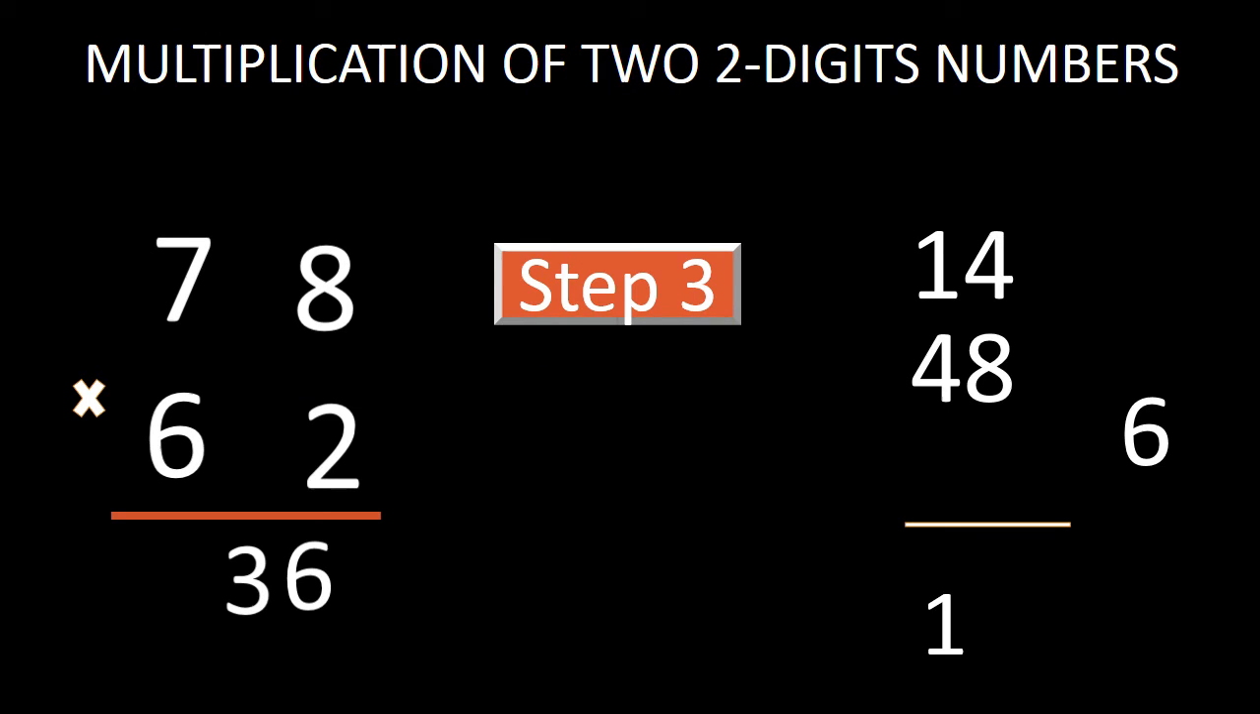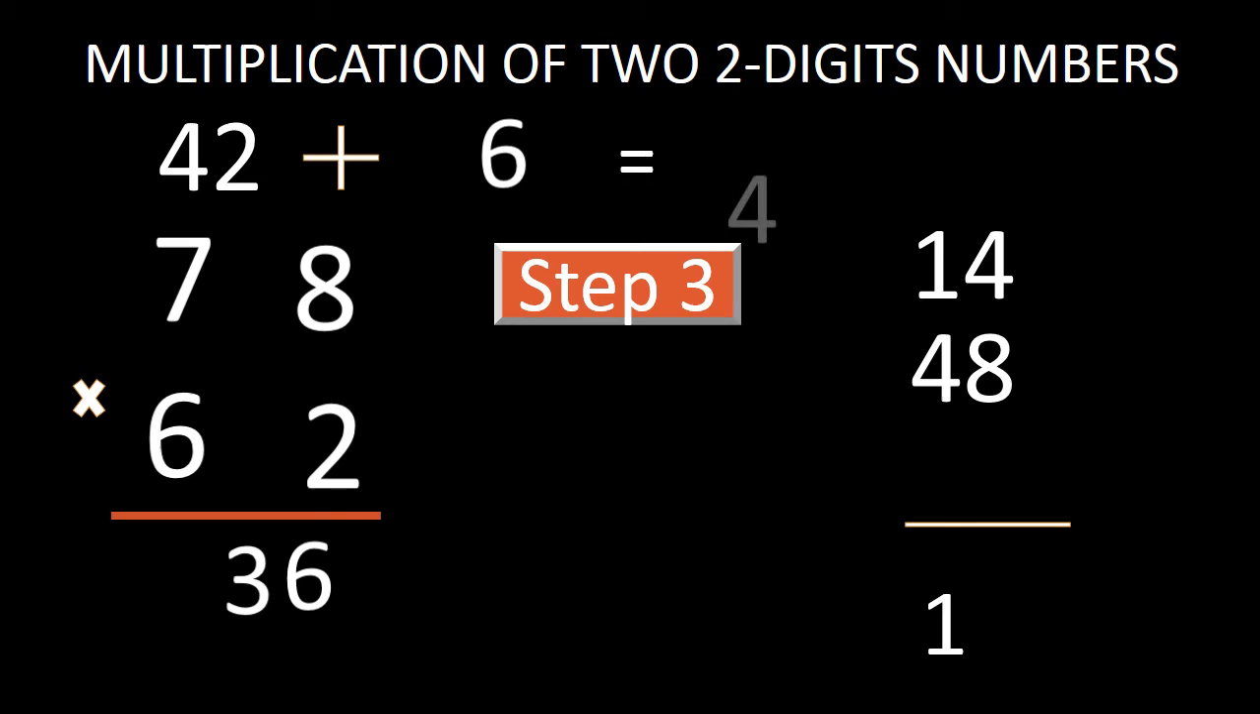Now we have to look to step number 3. In step number 3, we will multiply 10 digit of the first number with 10 digit of the second number. So here 10 digit of the first number is 7 and 10 digit of the second number is 6. By multiplying 7 with 6, we get 42, and we have the carrying digit from the previous step. So we will have to add this carrying digit from the previous step, and that is 6 with 42. While adding them, we will get 48.